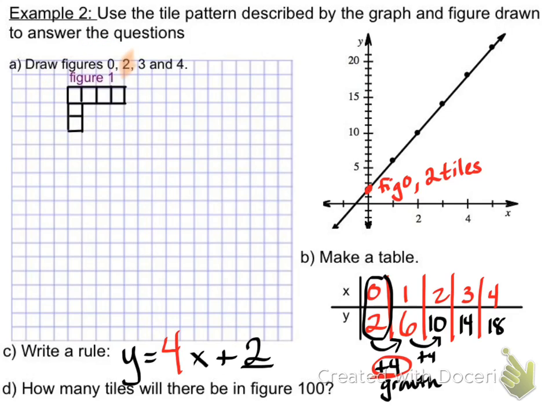Last but not least, we're going to draw figures 0, 2, 3, and 4. Again, I recommend building up, so I'm going to start with figure 2, and then I'll work backwards to figure 0 later. So figure 2, here's what I know about figure 2. I know figure 2 has 10 tiles because of my table. Again, your table is your friend here. So I know I have to add on 4 tiles. The good news is there are many ways to do this. So you can add 4 all in the same spot, all in different spots, you decide.